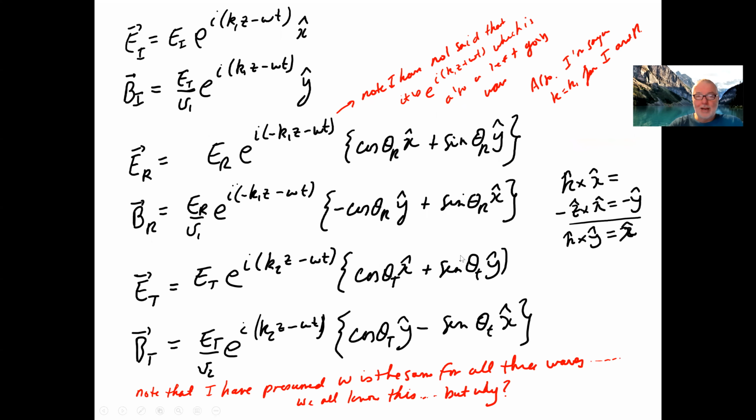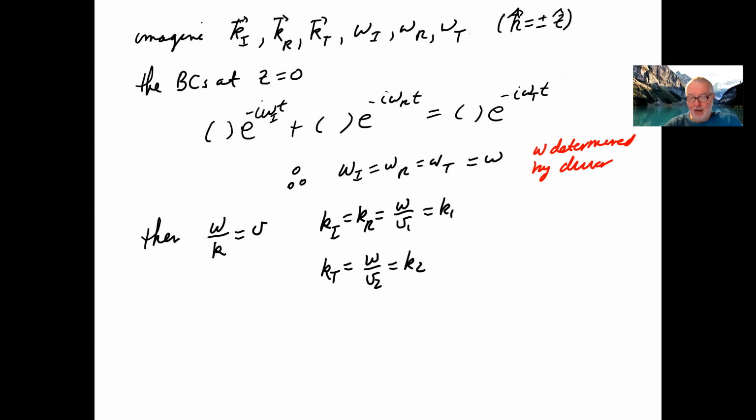And so that's why I can write these down in this form with the omegas being the same for all 6 of these. I've got k1 on the left side of the boundary, and I've got k2 on the right side of the boundary. And k1 and k2, the wave numbers, are determined by the properties of the material, because the properties of the material determine the wave speed in that media. Okay.